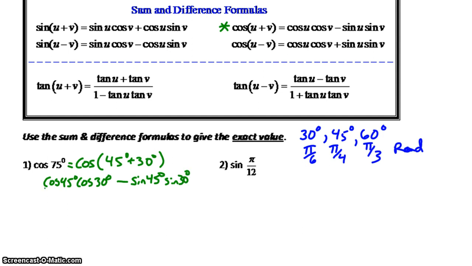Working that out for each piece, I know by my trig chart, or by memorization now, I have radical 2 over 2, and radical 3 over 2. From that, I'm going to subtract a square root 2 over 2 multiplied by a 1/2, which is the sine value of 30.